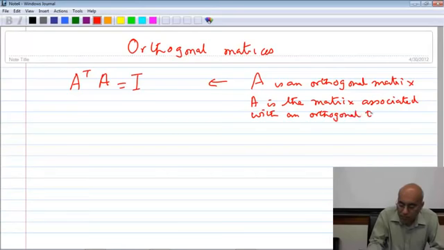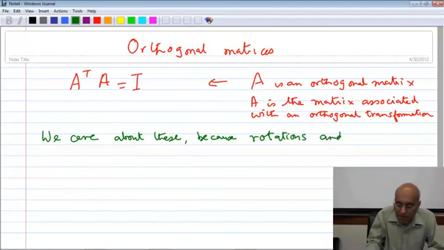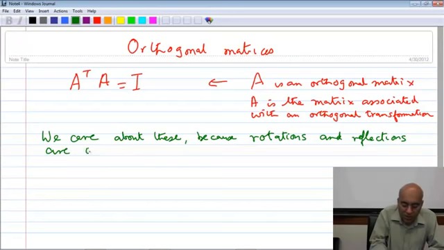Right. Why do we care about these matrices? Let's let the cat out of the bag. Because rotations and reflections are orthogonal transformations.